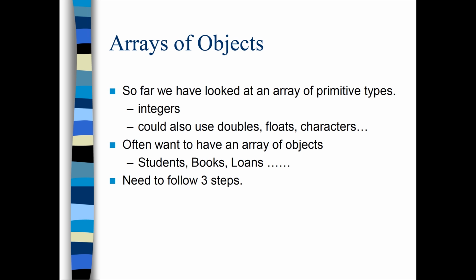Now array of objects. So what are those? So far we have looked at an array of primitive types. So primitive types are integer, or you can say float, double. So in a similar way we can use that. But what are arrays of objects? So objects are nothing but instances of classes, and we can also create several different objects in an array. So that is nothing but an array of objects.